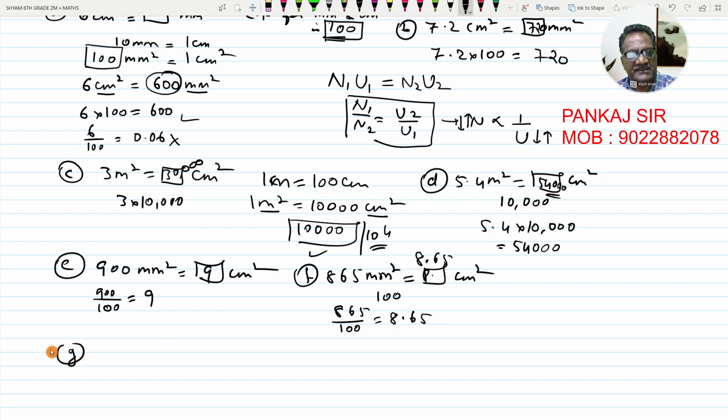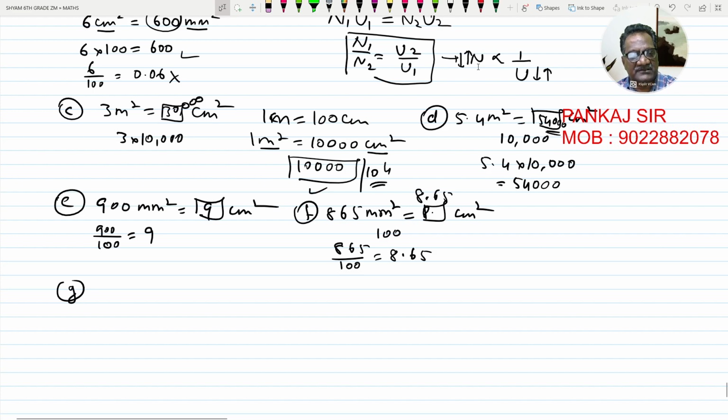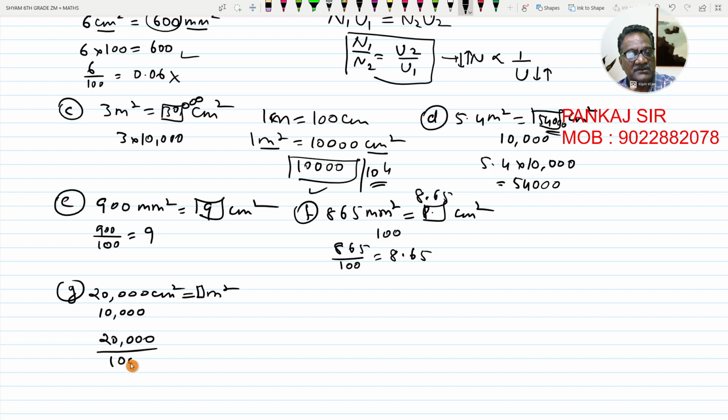Now let us go for G. G is 20,000 centimeters square to meter square. How many meters square? Again the conversion factor is 10,000. Now you want what should be in front of meter square. Meter square is bigger than centimeter square, so the numerical value should be less than 20,000. So I'll do one thing, 20,000 I'm going to divide by 10,000, and this is going to give me 2 as the answer.